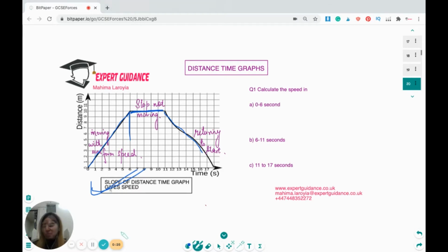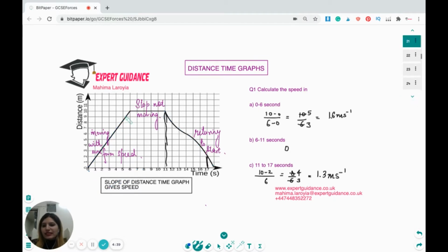Okay, so now we will have a look at a distance time graph question, and we'll see how we'll work that out. We will have a look at this question where we need to calculate the speed from 0 to 6 seconds. That is the straight part of the graph. Calculate the speed from 6 to 11 seconds, that is this part of the graph, and 11 to 17 seconds. Okay, so you can have a go at this, pause the video, and then come back to check the answer.